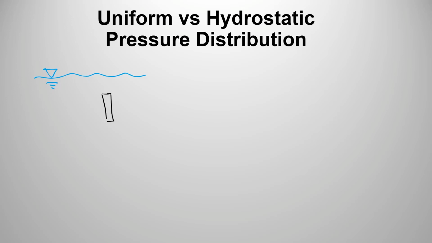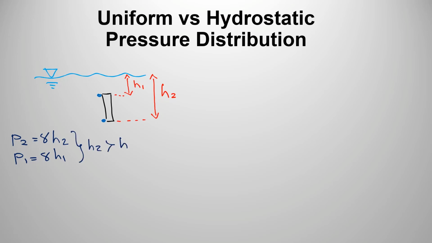Now, if I ask you what is the pressure over here and what is the pressure over here, you are going to tell me that it's an easy question because the depth of point 1 is h1 and the depth of point 2 is h2. So we can use these two depths to find out the pressure using the hydrostatic pressure equation: pressure at point 2 would be gamma h2, and pressure at point 1 would be gamma h1. We all know that h2 is larger than h1. As a result of that, pressure at point 2 is larger than pressure at point 1.